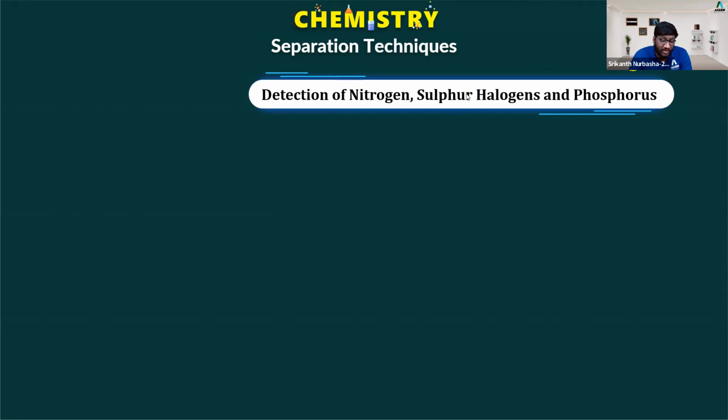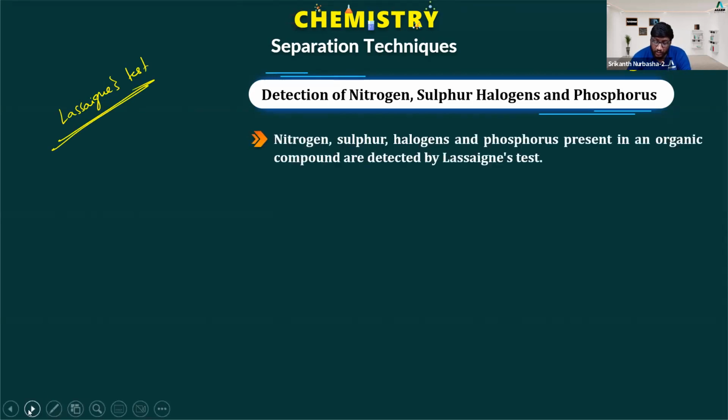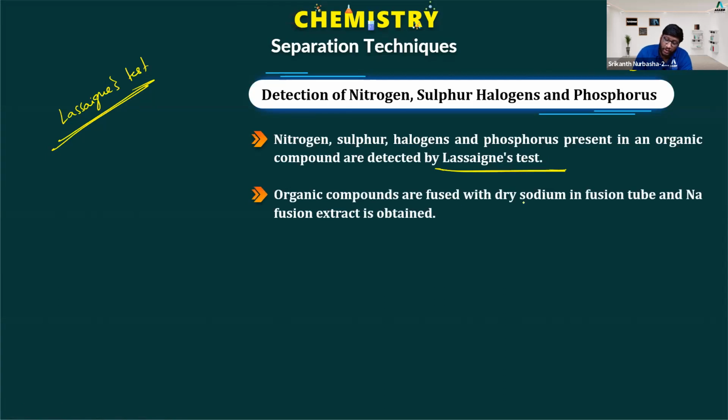Has anyone heard of Lassaigne's test? Lassaigne's test forms a sodium extract, you can say a sodium fusion extract. Nitrogen, sulfur, halogen and phosphorus present in an organic compound are detected by Lassaigne's test. What is this test actually? The organic compound is fused with dry sodium in a fusion tube.